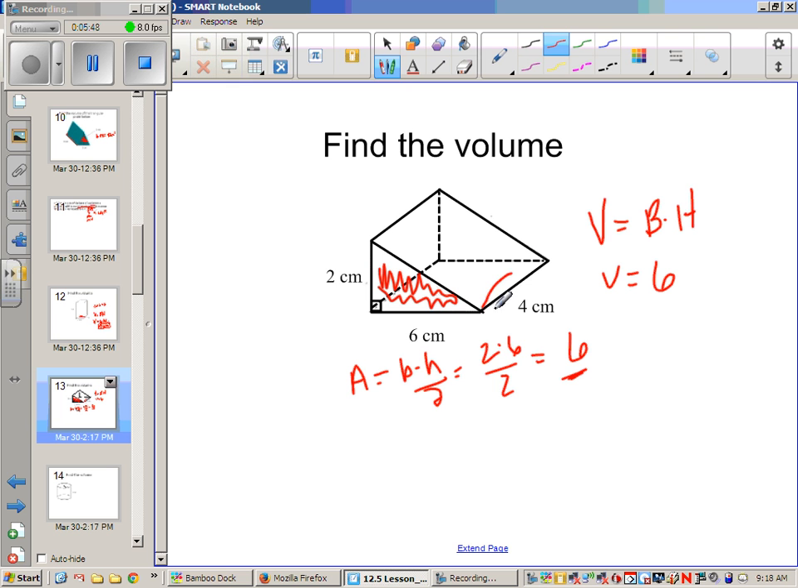The height of this prism is 4, because remember, it's base to base. So from triangle to triangle, I go 4 centimeters. So I'm multiplying it by 4. My volume is 24 centimeters cubed.